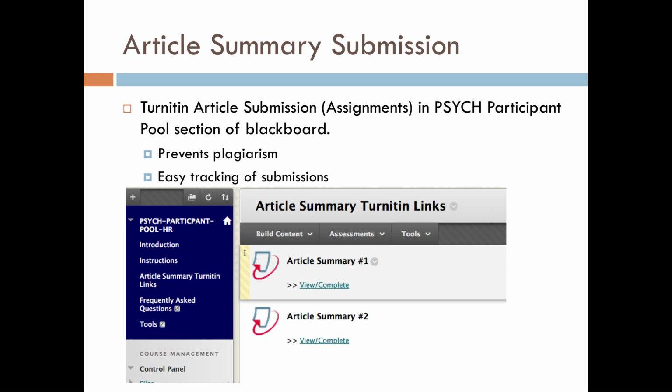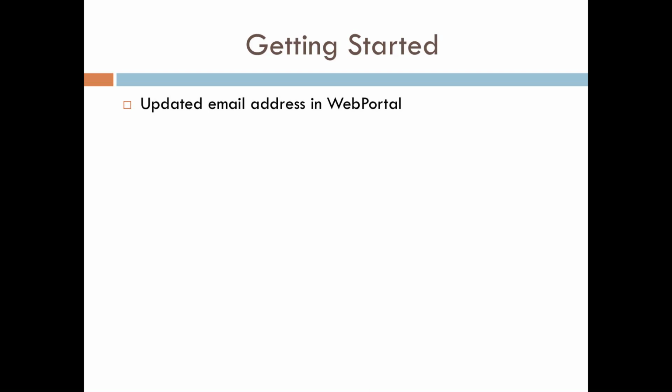Now, in order to turn in your article summaries, we actually use Turnitin. There's also a link there under the article summary Turnitin links. If you're submitting your first article summary, you submit it under article summary number 1, and the same thing for article summary 2. There are step-by-step instructions on how to submit those summaries. As I said before, this is done to prevent plagiarism, so please be sure to cite and don't be tempted to copy and paste anything, as this system is very thorough.